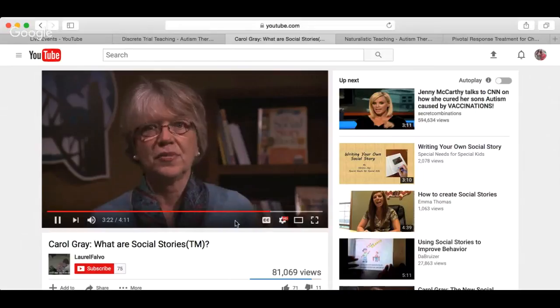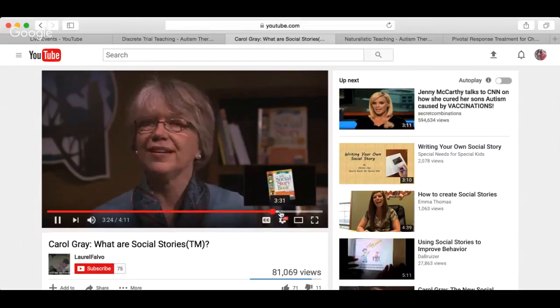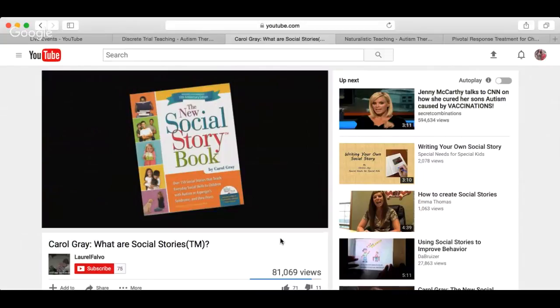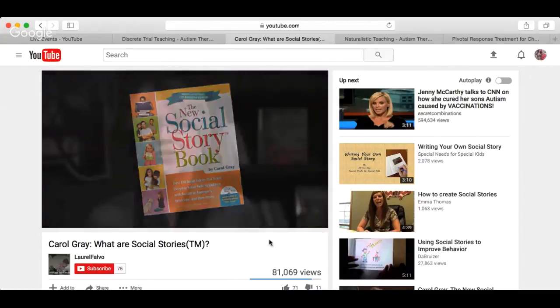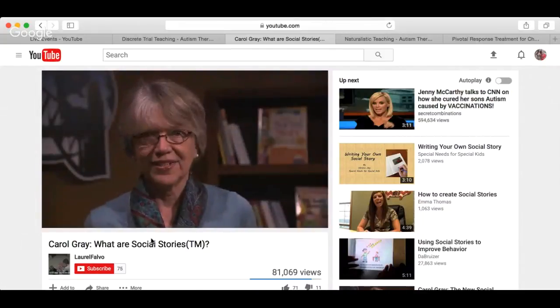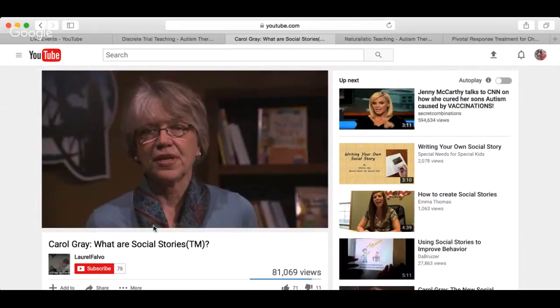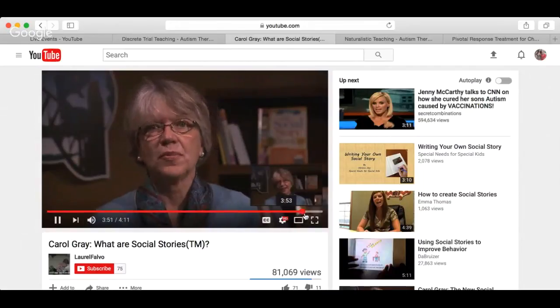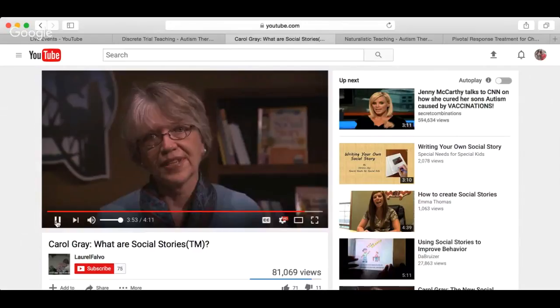If you would like to learn more about how to research, write, and implement a social story, the most current information is available in the new social story book, the revised and expanded 10th anniversary edition, published in 2010 by Future Horizons. There you will find a set of 10 tutorials that describe each criterion, including practice activities. It is available from the Gray Center bookstore and other distributors. I describe more about the book in another video on this website.